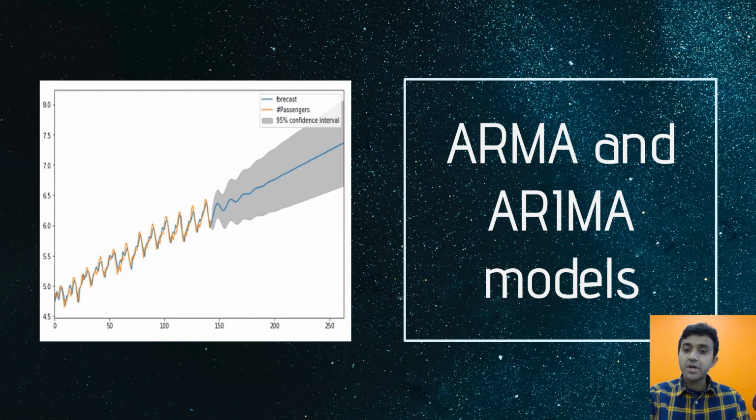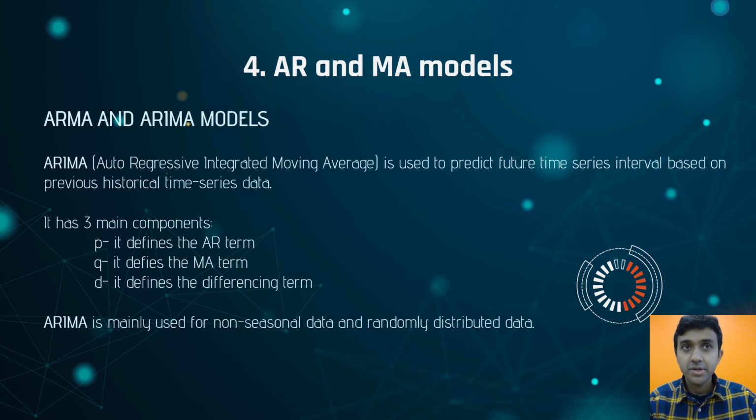Hi, so moving to the ARMA and ARIMA model. ARIMA, which basically stands for Autoregressive Integrated Moving Average, is used to predict the time series interval based on the previous historical data which we have. And it has basically three main components: the P, Q, and D.